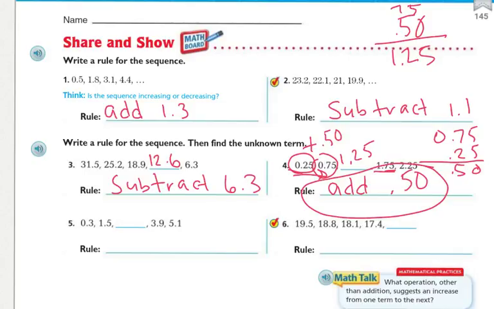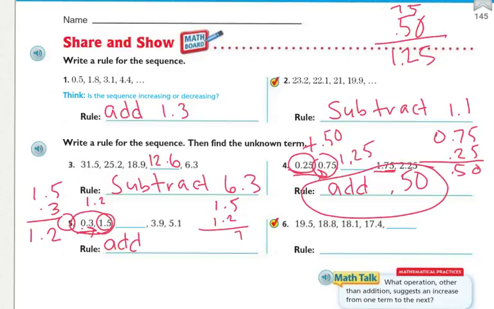Let's look at our next rule. Is it increasing or decreasing? Well, it's definitely increasing because I'm going from 0.3 to 5.1. So I'm going to add on this one. We need to find out what the difference is. So 1.5, remember you want to make sure you line up your decimals, minus 0.3, and I'm going to get 1.2. So the increase is 1.2. If that in fact is the case, then on this one I'm going to take the 1.5, and I'm going to add the 1.2, and I'm going to get 2.7, and that should be my answer in this spot. If I were to add again 1.2, I should get 3.9. So the rule is add 1.2.